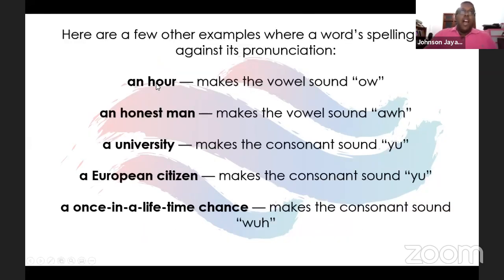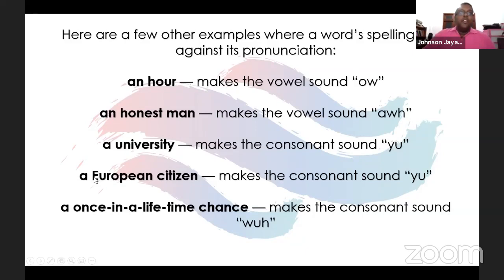Right, an hour. So you're not going to say "a hour". It's going to be "an hour" because why? H, there's an A sound, an hour, or an R sound. So it's a vowel sound. An honest man. Again, there's an O sound here, a vowel sound. A university. Now Y sound, a consonant sound. So you're going to put "a" university.